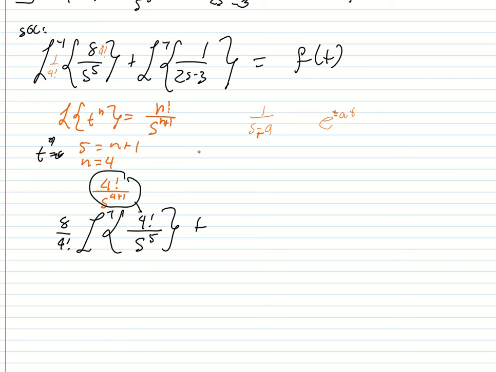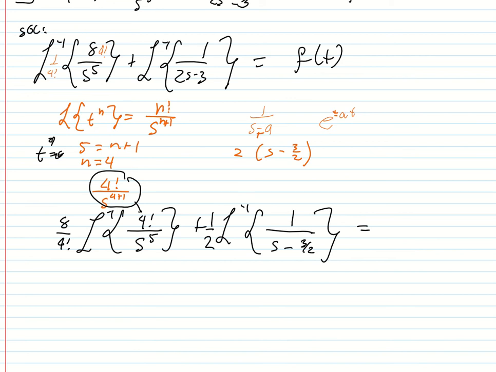So 2s minus 3 will become 2 times s minus 3 over 2, because we factor out that 2. So here we have the inverse Laplace of 1 over, or you can now move 1/2 here, so that here will be s minus 3 over 2. So it's now exactly the same as s minus a. Then we can now directly use the formulas.